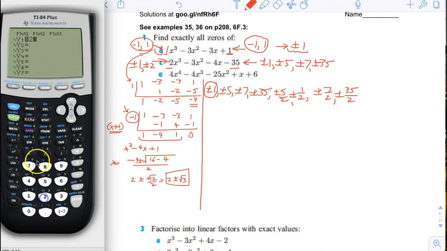So I'm going to put 2x cubed minus 3x squared minus 4x minus 35. And then I'm going to graph it, and I'm going to see where there are intersections with the x-axis. There's one right there. Okay, let's do zoom fit.